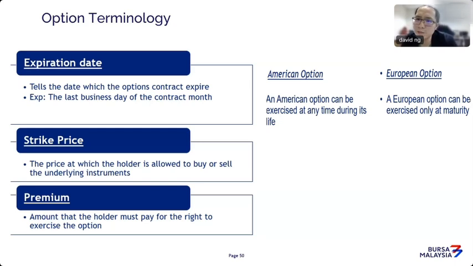There are two other major types: American or European options. Bursa options are mainly the European type, which means that European options can only be exercised at maturity. American options are highly flexible. You can exercise at any time between the start of the options contract and the expiry date of the contract. So it's highly flexible in that sense. Bursa Malaysia is more of the European options, which can only be exercised at the maturity of the contract.